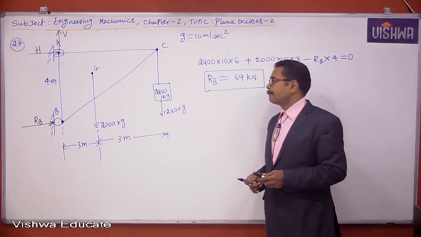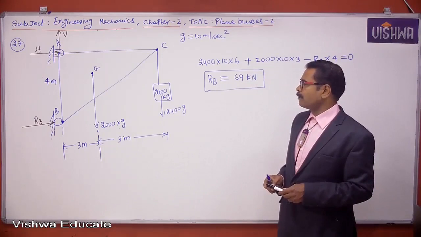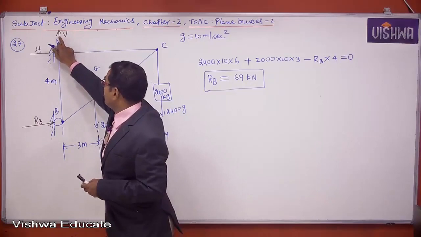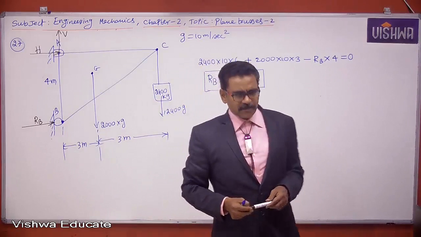Now we have to find what is V, what is H. So let us use the method of rectangular components here. Or of course, you can take moments about B also. By taking moments about B, you can find H, because V is exactly passing through B. So V doesn't have any moment about B. Only the moment because of H will come. But we try to use the method of rectangular components. You can use the method of moments also, right?